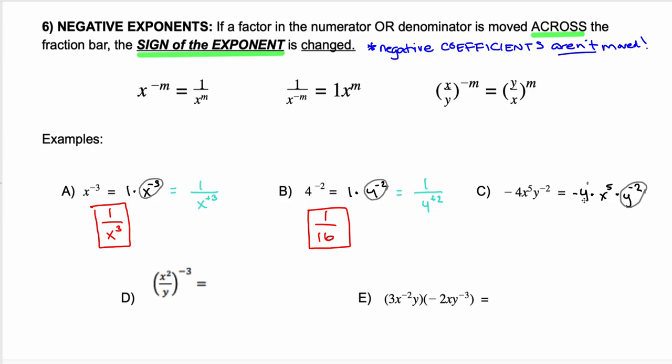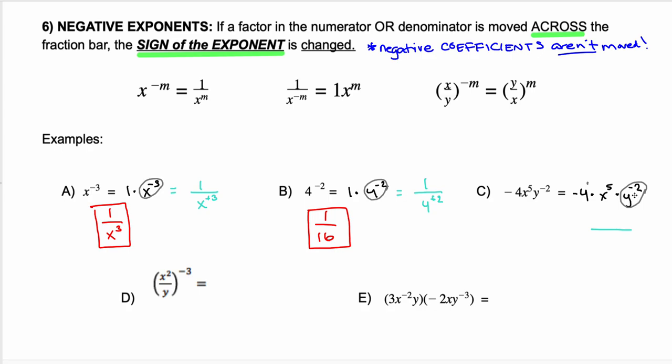Now, this 4 is negative, but it's a negative coefficient. This is negative 4, not a negative exponent. So we don't care that it's negative. This does not change. Only the negative exponent will change. So we need to put our fraction bar. The y to the negative 2, currently there is no fraction, so it's all in the numerator.